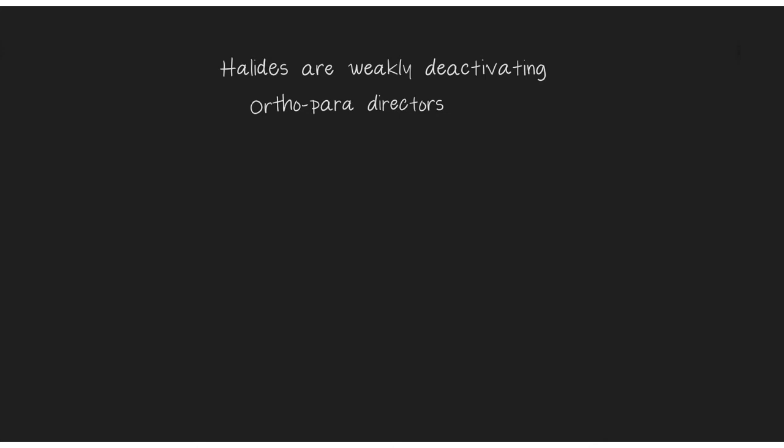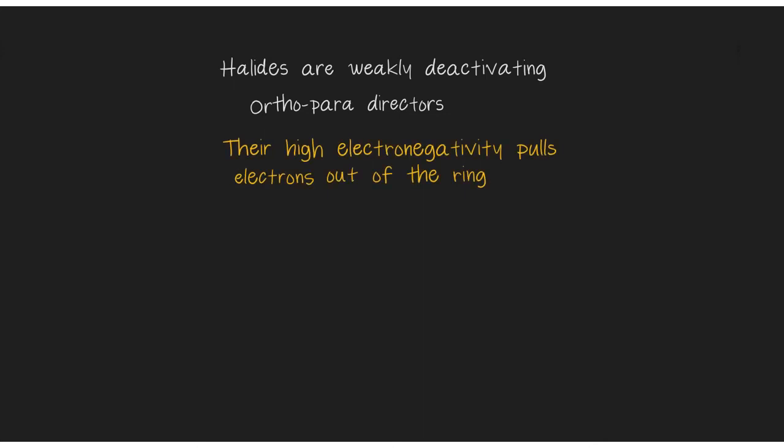One unusual group is the halides. Halides are weakly deactivating. One of the reasons for this is they have a high electronegativity, which causes them to pull electrons towards themselves and out of the ring. However, they also have 3 lone pairs adjacent to the ring, and these effects sort of offset each other. Although they might make the ring a little bit less reactive, they still direct incoming groups to the ortho and para positions like an activating group would. So keep that in mind.